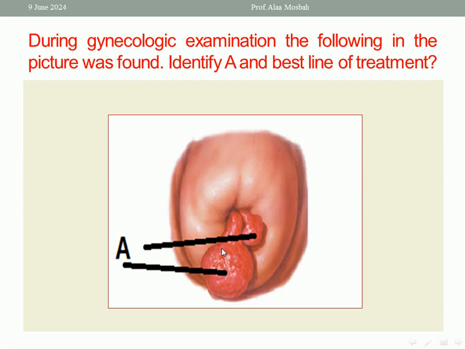Okay. The best line of treatment is to do surgical polypectomy. If it is suggested to be a mucous polyp with a stem pedicle, you can use ring forceps and twisting until avulsion of the polyp is done and send for histopathological evaluation. Okay? What is the presentation of such a condition? The patient may complain of spotting, vaginal discharge, irregular bleeding, or post-coital bleeding.